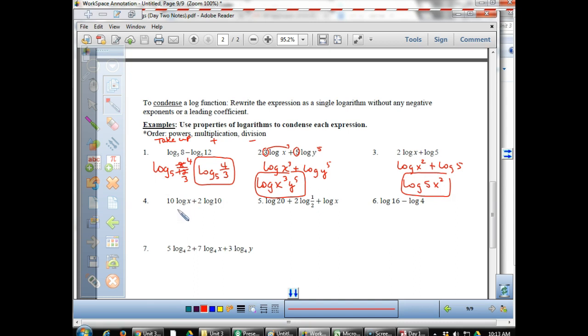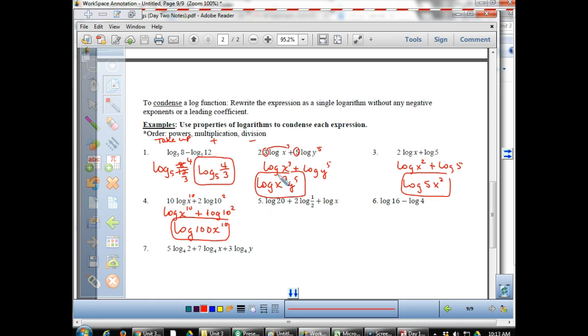Okay, the next one. I have a power of 10, so it comes up. And I have a power of 2, so it comes up. So I'm down to log of x to the 10th, and remember there's an understood 10 here, plus log of 10 squared. So then 10 squared is really 100, so I'm going to use the addition, replace it with multiplication down to 1 log, and it's going to be 100 times x to the 10th power.